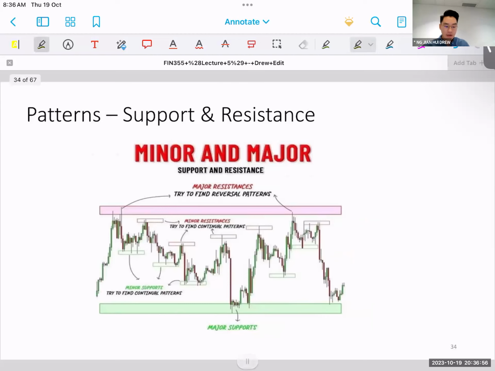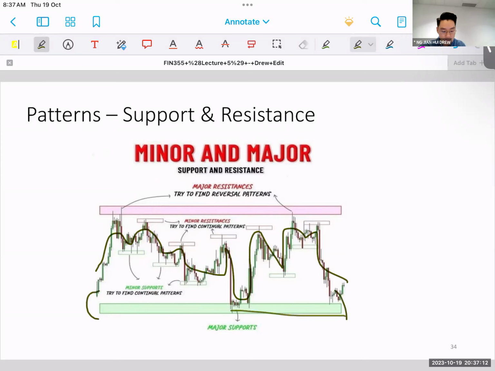So what does this mean? Okay, let's look at support and resistance. In this price movement here, there's quite a lot happening, but let's look at the price movement. At this price movement, we can tell that the support is below, right? This is support. This is the major support. And we can say that the resistance is here.